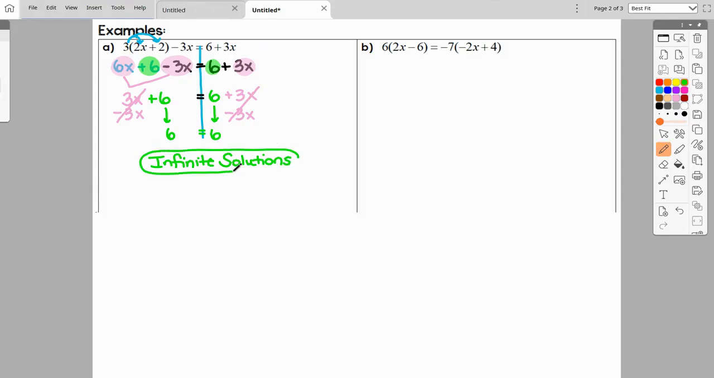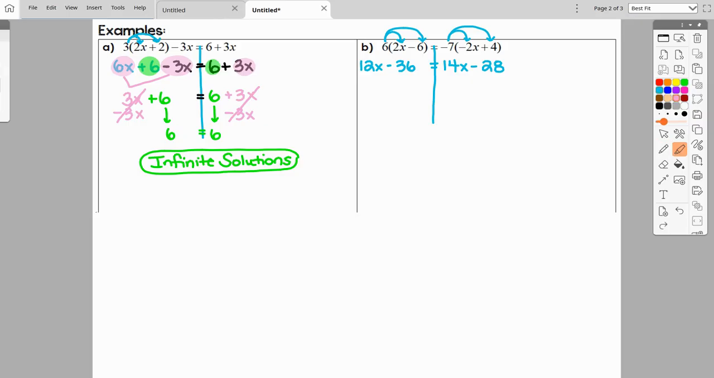Next problem, we got to do our distribution first. So let's go ahead and distribute the 6 to the 2x and the negative 6 in parentheses. Distributing requires multiplication, so that's 6 times 2x, which is 12x. Don't forget the x. And 6 times negative 6, which is negative 36. I have to distribute the right side as well. That negative 7 goes to both terms in the parentheses. Negative 7 times negative 2x is a positive 14 with x. And negative 7 times 4 is a negative 28.